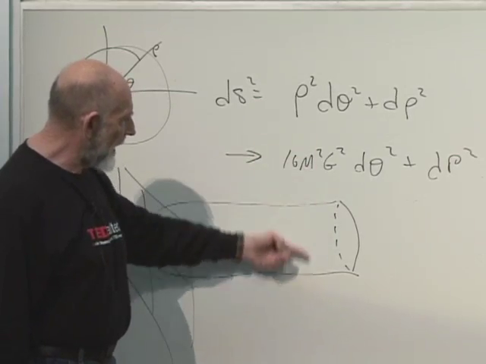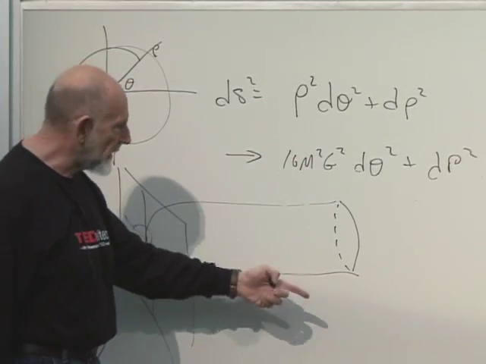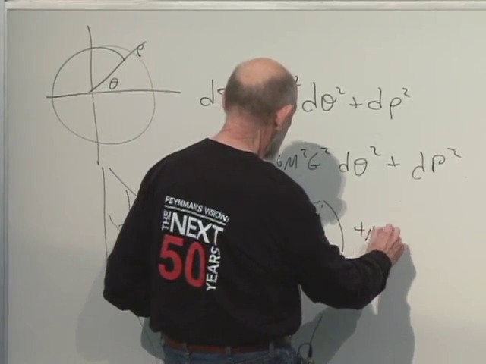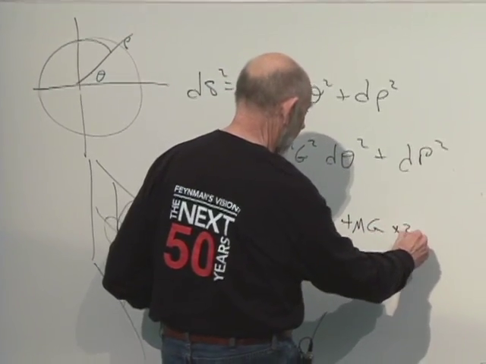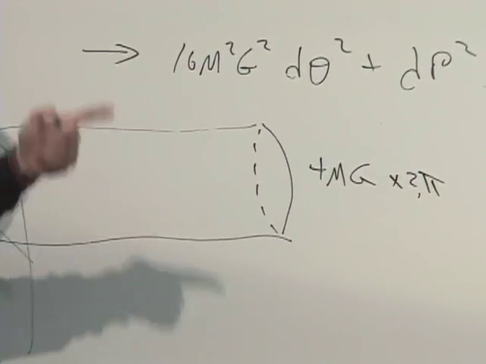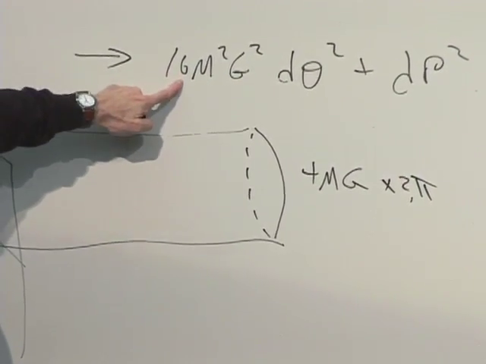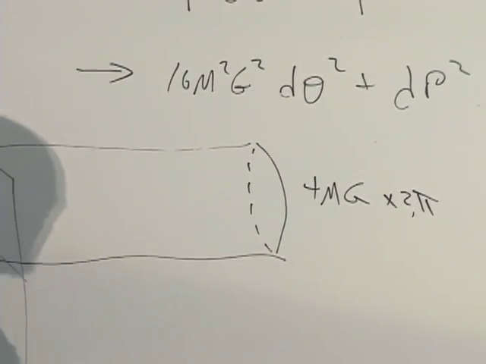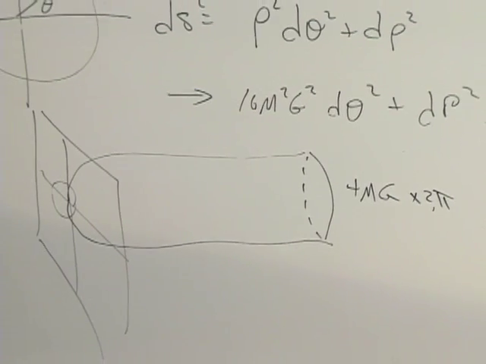Where the distance around the cigar at this end here is, well, theta goes from 0 to 2 pi. So the distance around the whole cigar in this direction, the cigar band, is 4mg times 2 pi. Theta goes from 0 to 2 pi as you go around. Okay, so that's what's at this end.